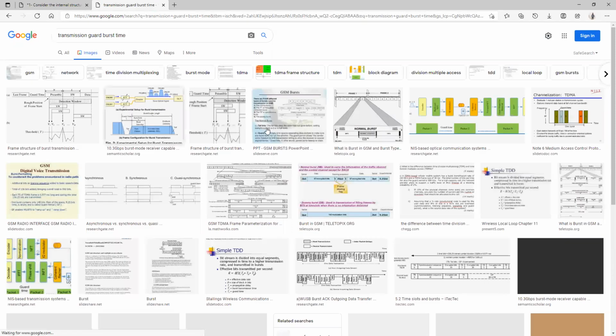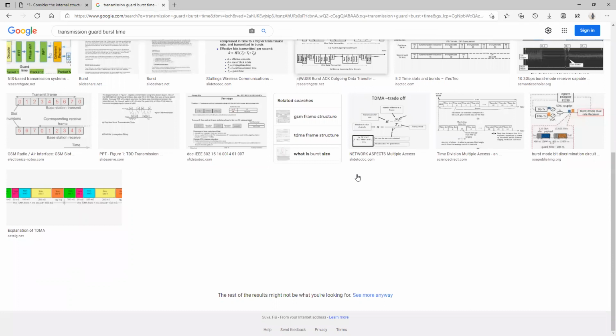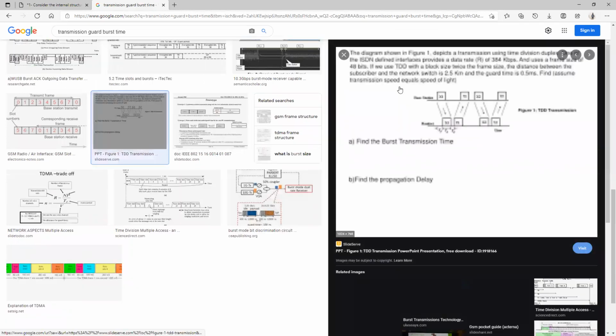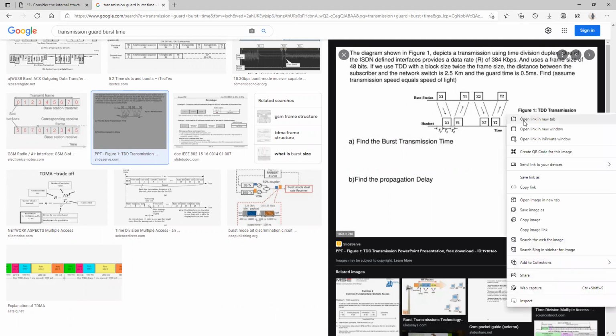So let's just change the diagram. Okay, this is the diagram that we are talking about. This is a much clearer diagram of here, right? So you can see, let me zoom in.